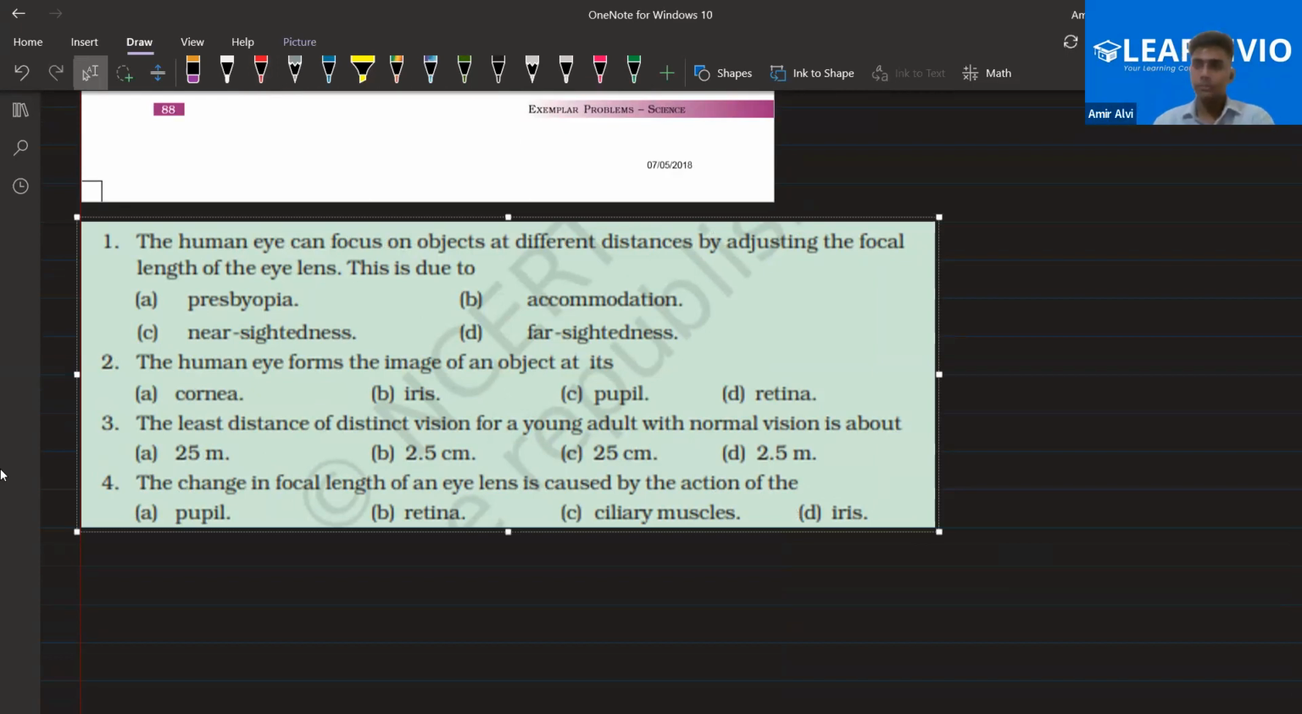Quickly tell me the answers to these four. Please let me know the answer. In the charts, right? Yes, in these charts.